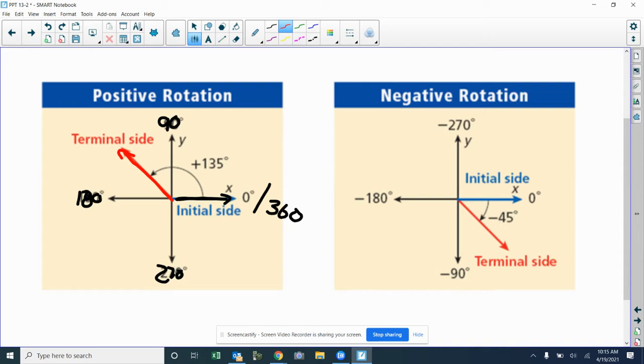We can also go negative with it. We're still starting on the positive x-axis. That would be a negative 45. This would be the terminal side that moves around. We're going to have negative 90, negative 180, negative 270. Of course, if we go all the way around, it would be what? Negative 360.